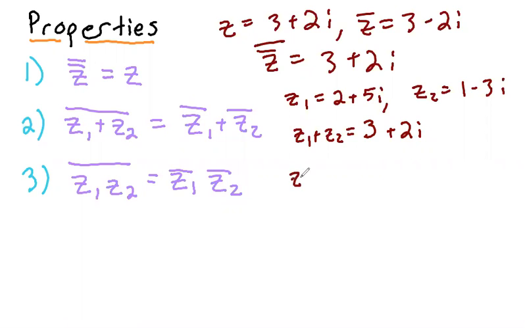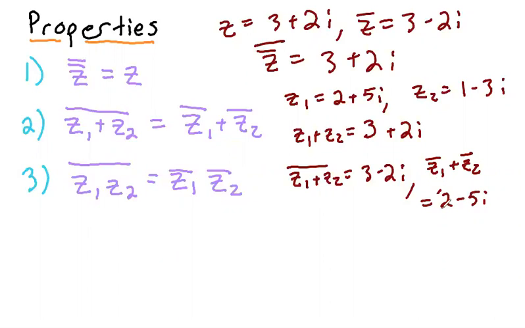So the complex conjugate of the sum here is going to be 3 minus 2i. And then if we do the conjugate of z1 plus the conjugate of z2, we get 2 minus 5i plus 1 minus 3i, sorry, 1 plus 3i. And see for yourself that yes, when you combine this together, you still get 3 minus 2i, which is as before, so that checks.